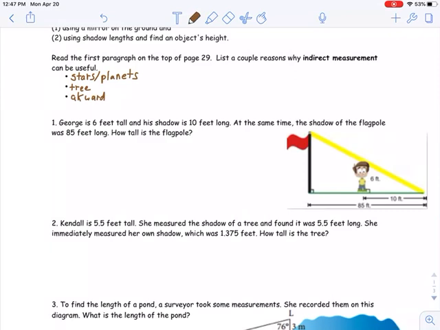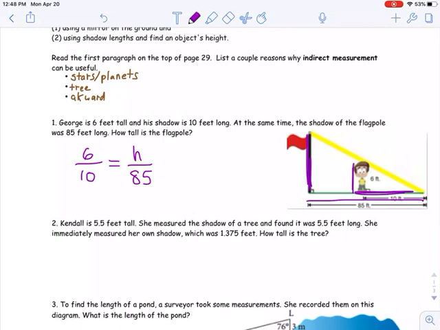So George is 6 feet tall and his shadow is 10 feet long. At the same time, the shadow of the flagpole was 85 feet long. How tall is the flagpole? All right, so we got George's height, and we want to compare that to the height of the flagpole. George's shadow is 10. So I can say, well, George is 6 feet tall and he has a 10-foot shadow. We don't know the height of the flagpole, but we know it has an 85-foot shadow.